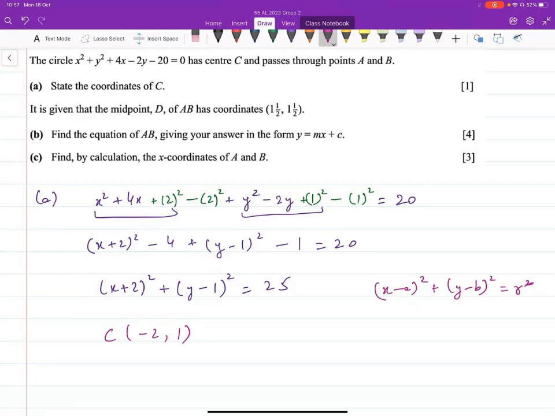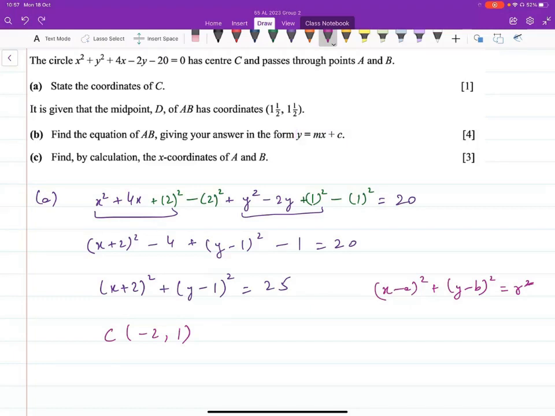Now the second part says it is given that the midpoint D of AB has these coordinates. Given this information, you have to find the equation of AB. AB is going to be a straight line, right? And we have to give it in the form y equals mx plus c. So we have to figure out the equation of a straight line.